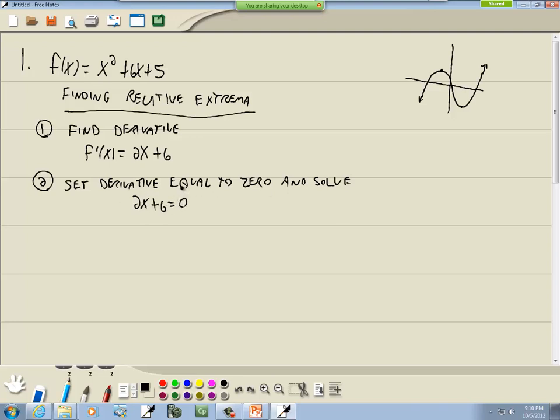We're going to see we're going to do something a little bit different with fractions. And I'll take the 6 over, it becomes a negative 6, divide both sides by 2. And you get x is equal to negative 3. And this is your critical value, critical number. Different books call it by different names.